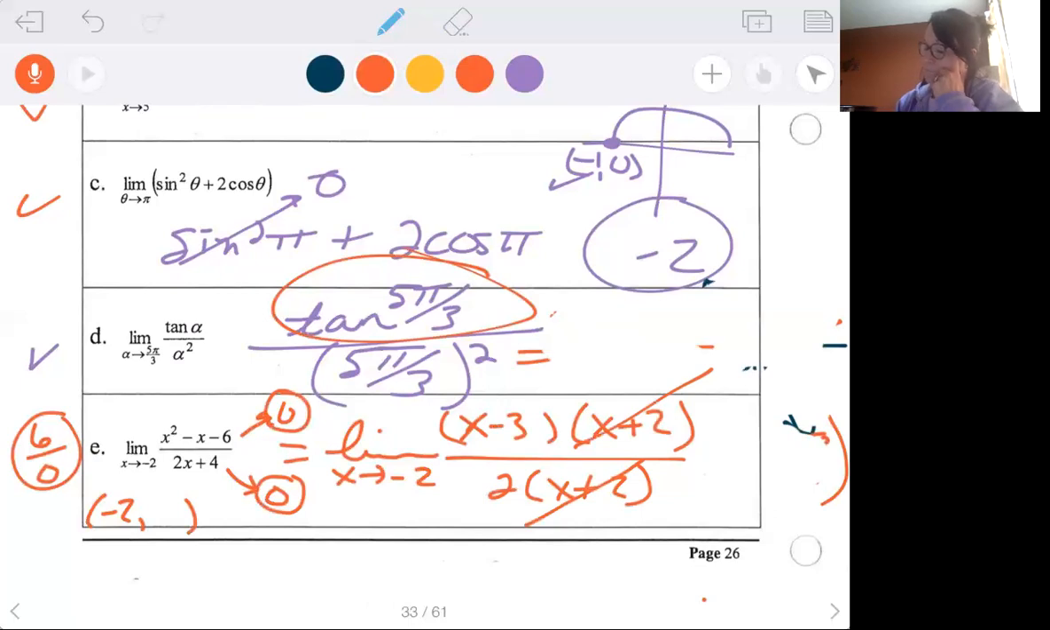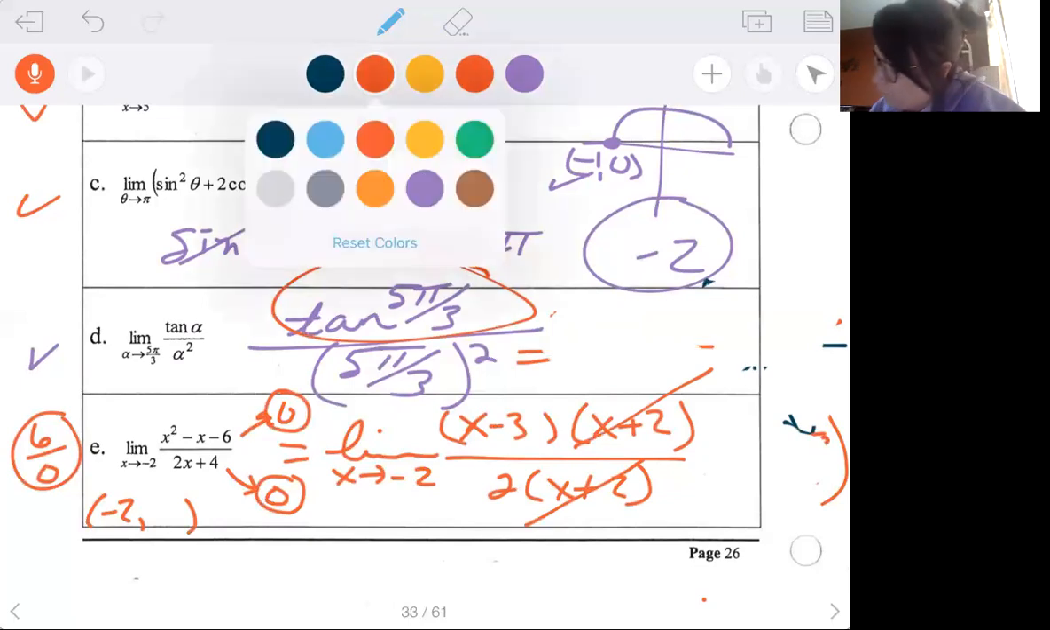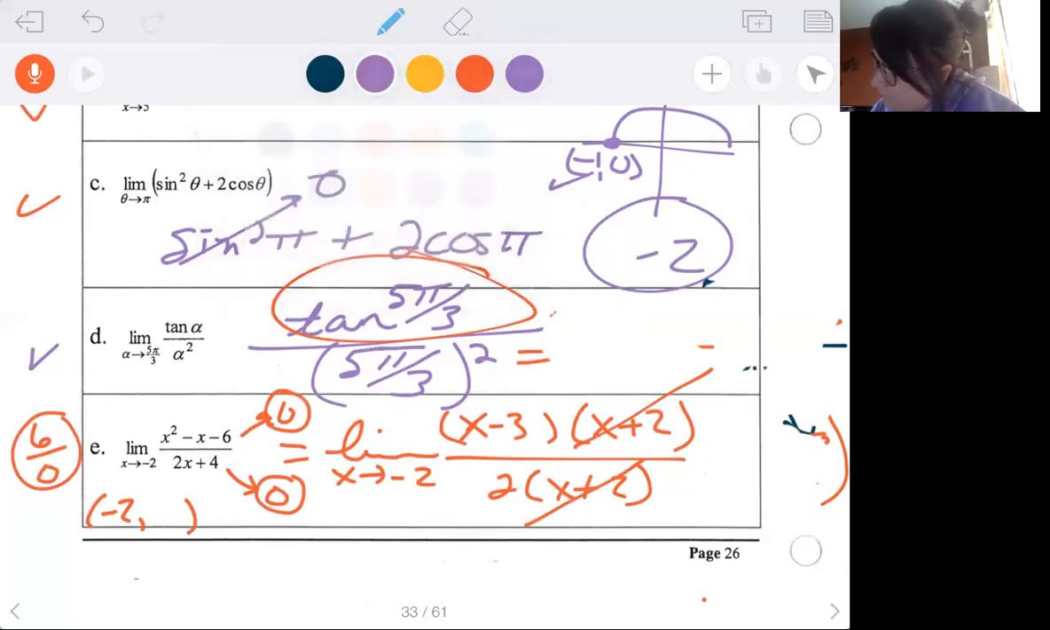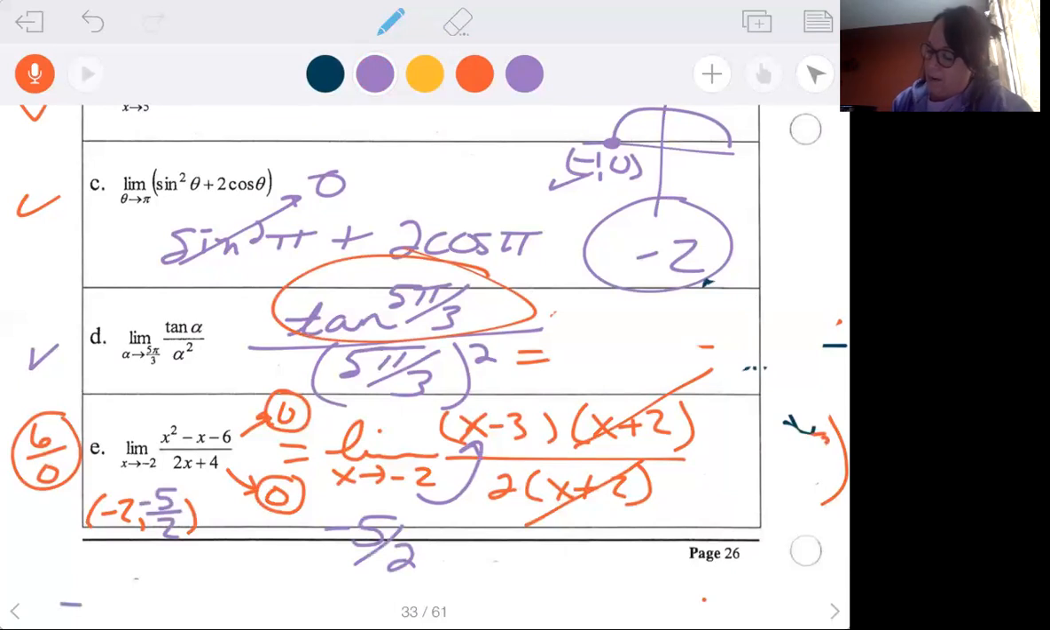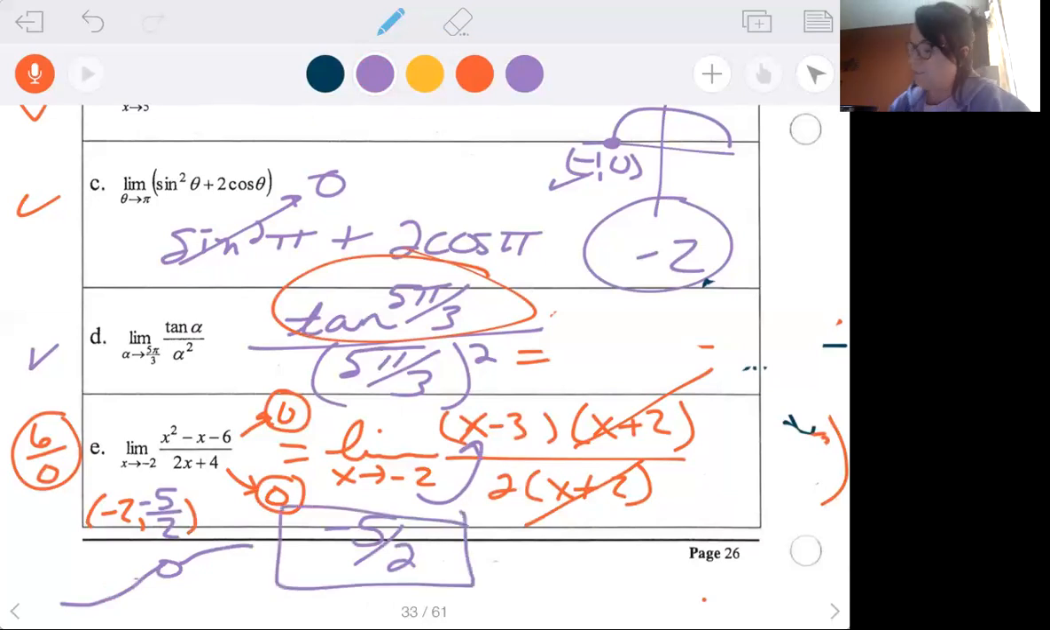So now all I need to do is replug this -2 in, and I'm at -5 halves. So the location of the hole is at -2, -5 halves, and I am there as I come in at -2 from both directions. So this is the answer to the limit.